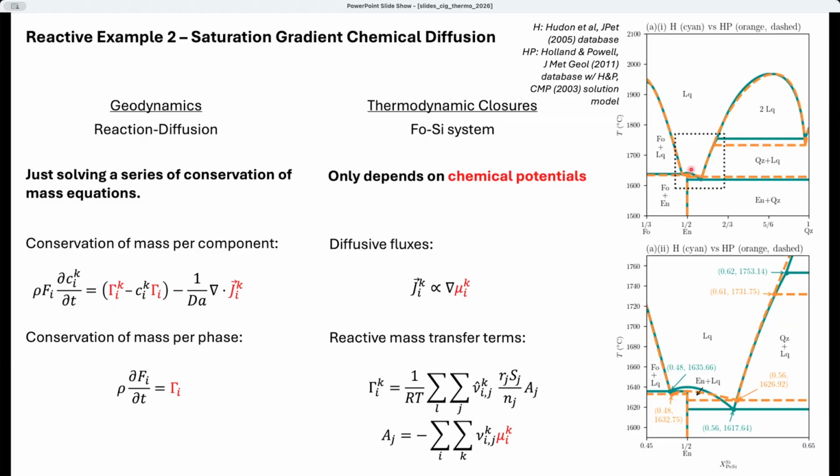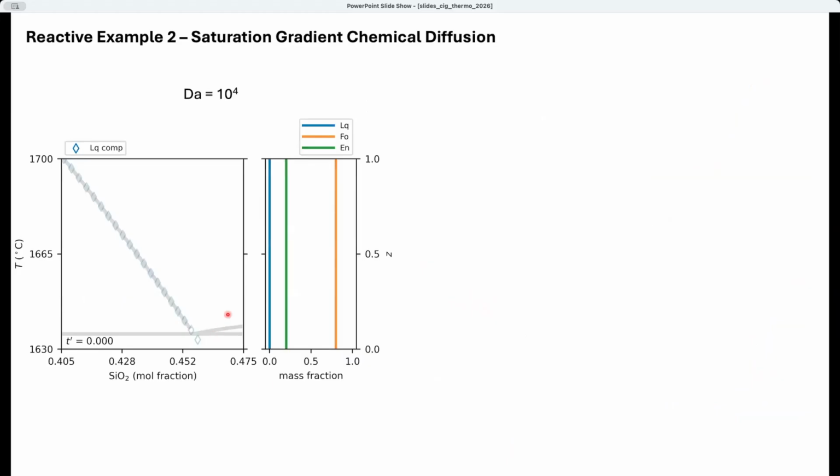And what we're taking from this database are those chemical potentials, because our diffusive fluxes are related to gradients in the chemical potential. And as I mentioned earlier, our mass transfer terms are also related to those chemical potentials. And what that model ends up looking like, here we have a sort of zoom in on the liquidus of the phase diagram. And on the right, we have the phase mass fractions of the different phases in this system. And we can see if we run that forward in time, what we see is the melt layer growing at the top of the simulation and that forsterite layer growing from the base of the simulation.